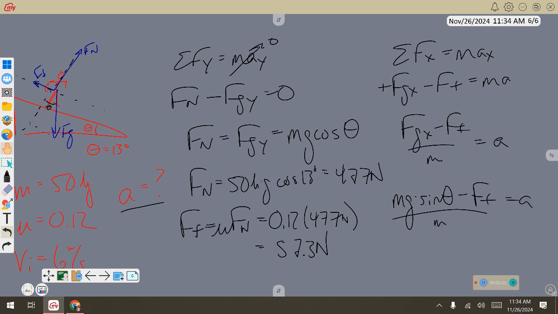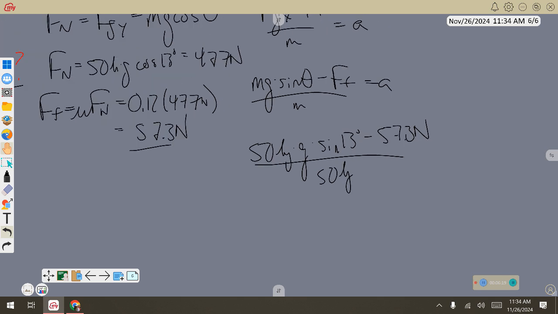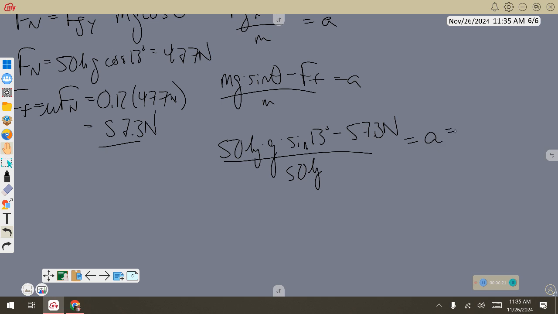And let's go ahead and plug our numbers in now. That is 50 kilograms times g times the sine of 13 degrees minus 57.3 newtons that we just calculated a minute ago, divided by 50 kilograms is equal to acceleration. And if you plug that all in, you should end up with 1.06 meters per second squared. So it looks like they're speeding up going down the hill. And that's how to do 15 and 16.